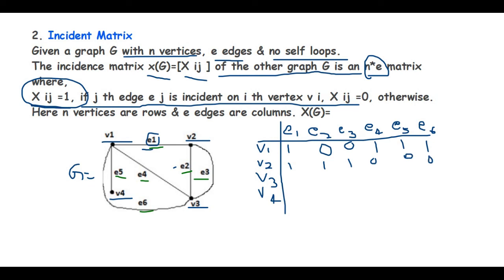This is what is called incident with your vertices. Incident is nothing but where your edges come in place, which means it is an incidence matrix with edges as well as vertices. So for V3, let's see, we have E6, E4, E2 and E3. So E6 is 1, E4, E2 and E3, and the remaining is 0. The same goes for V4, we have only E5 which is 1 and the remaining is 0.